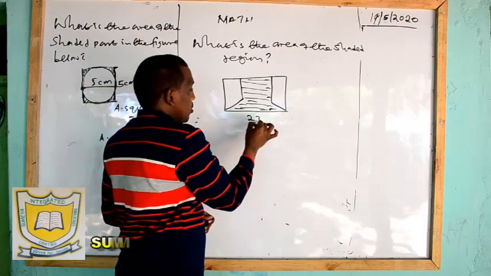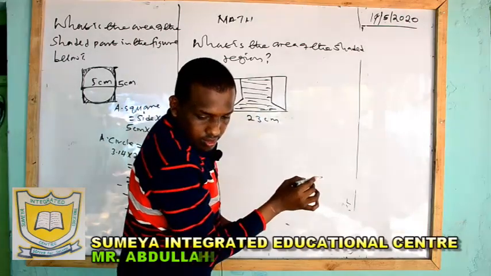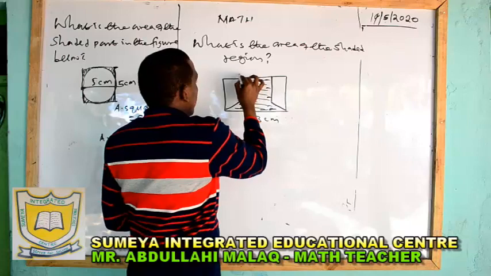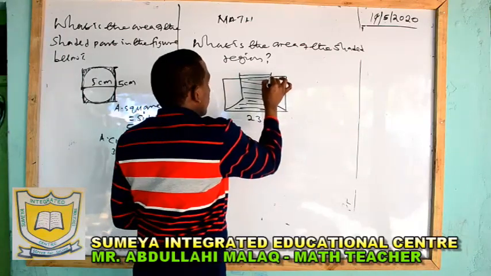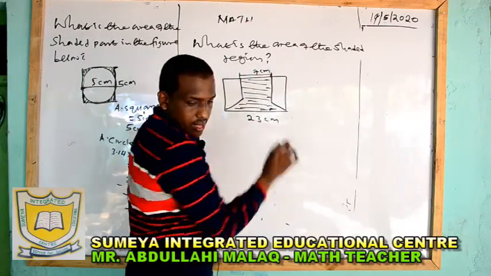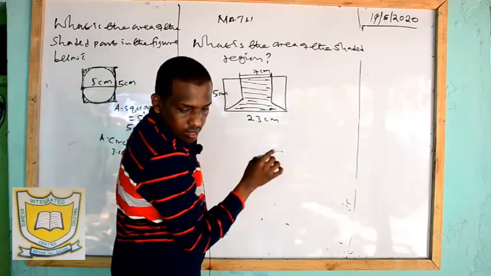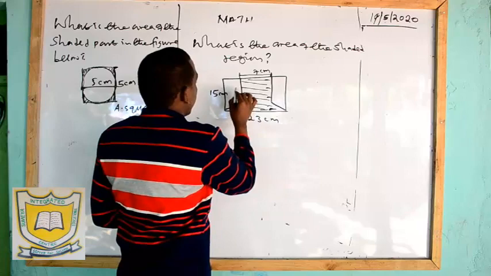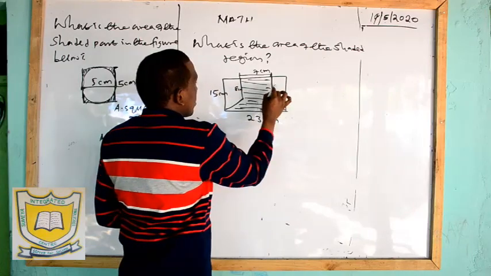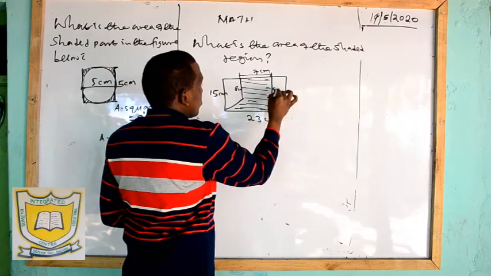Here you are given 23 centimeter. From here to here, you are given 7 centimeter. Then here is 15 centimeter. And we have here 8 centimeter. And here we have 8 centimeter.